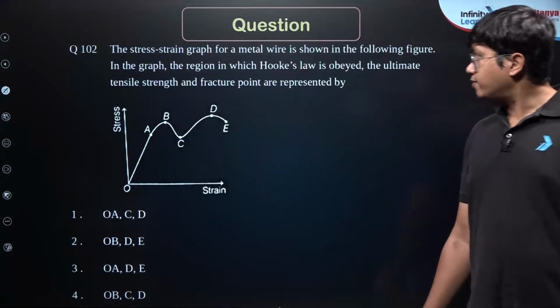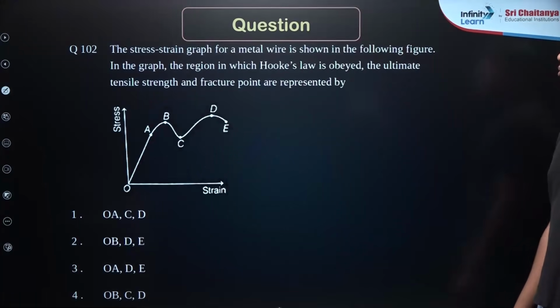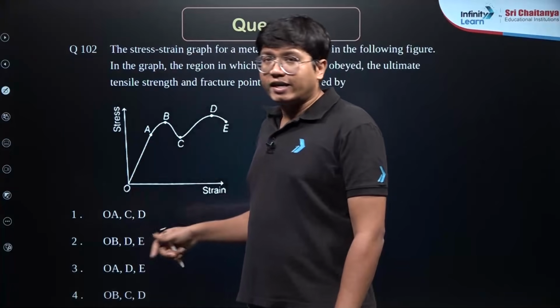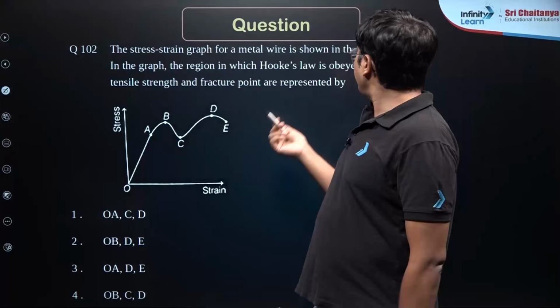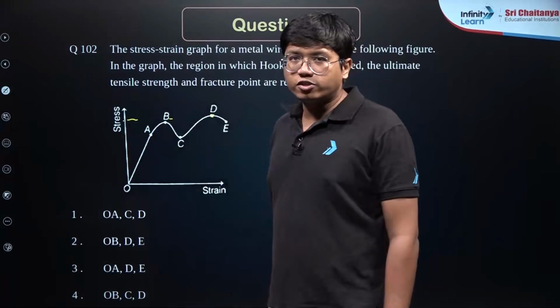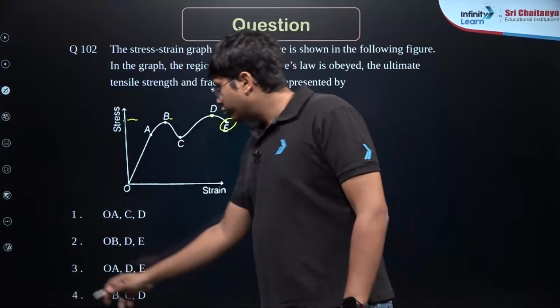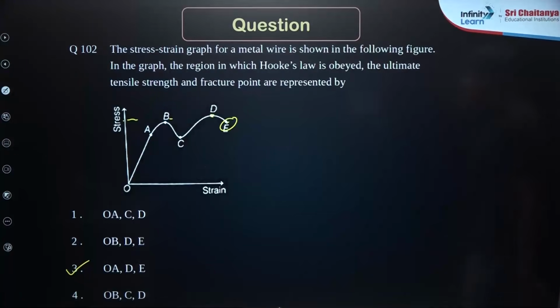This one, the stress versus strain graph for a metal wire is shown. In the graph, identify the region in which Hooke's law is obeyed, the ultimate tensile strength and the fracture point. Hooke's law obeyed means it is a straight line up till that point. So that's O to A. The maximum tensile strength is basically D because that's the highest point in the stress. And eventually the fracture point is where it breaks off, that is E. So OA is the Hooke's law region, D is the maximum tensile point, E is the fracture point.